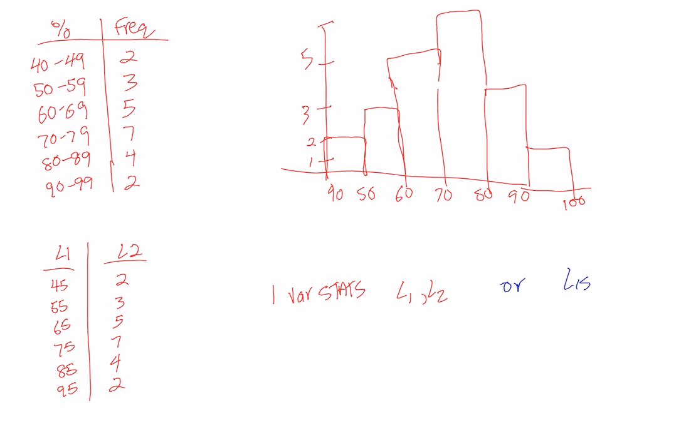Okay, so for list, make sure you have list 1 listed. And then for frequency, pick list 2. So to get list 2, just go second, number 2, hit calculate, and it'll type out one variable stats, list 1, list 2, and then it'll give you the answers. So our mean is 71.1 if we round it off, and our median is 75 in this case.